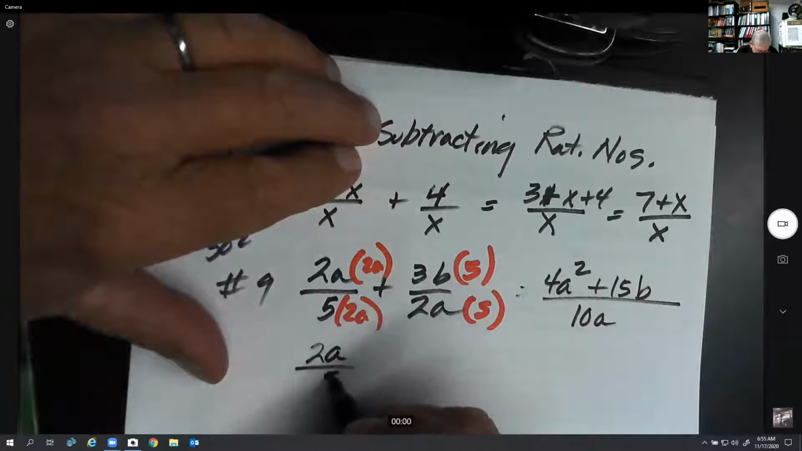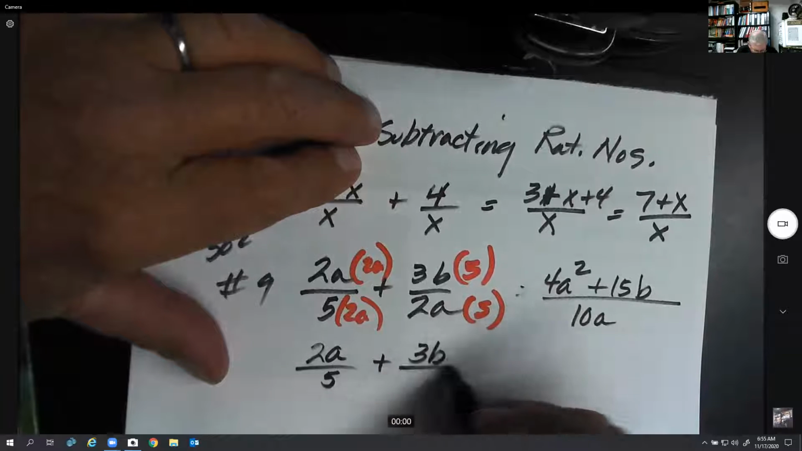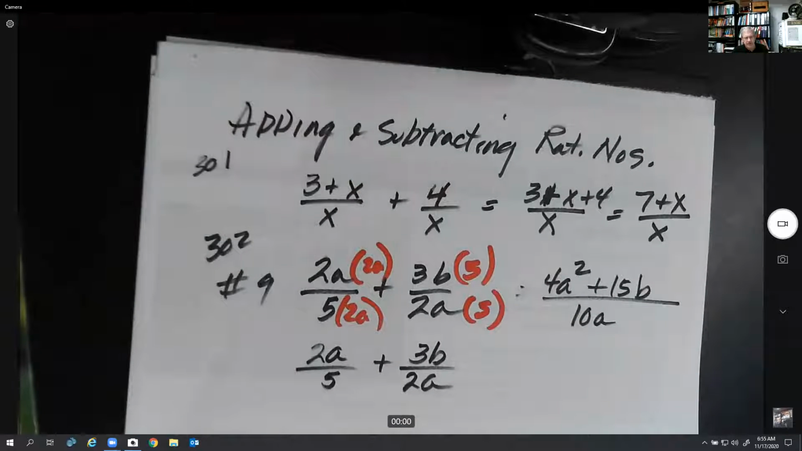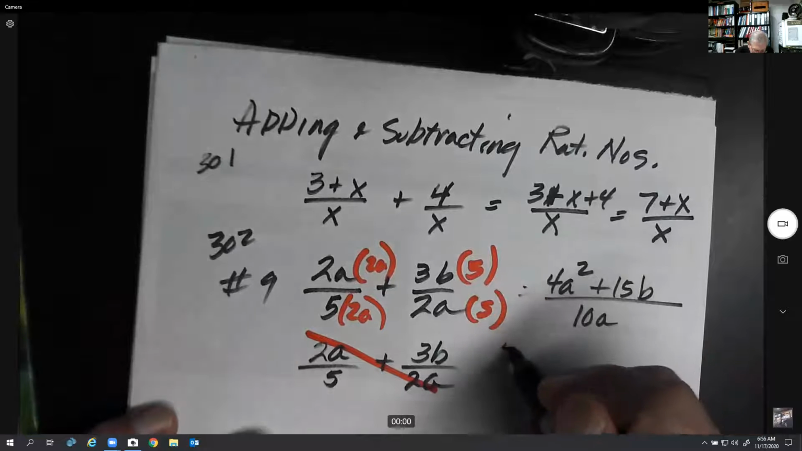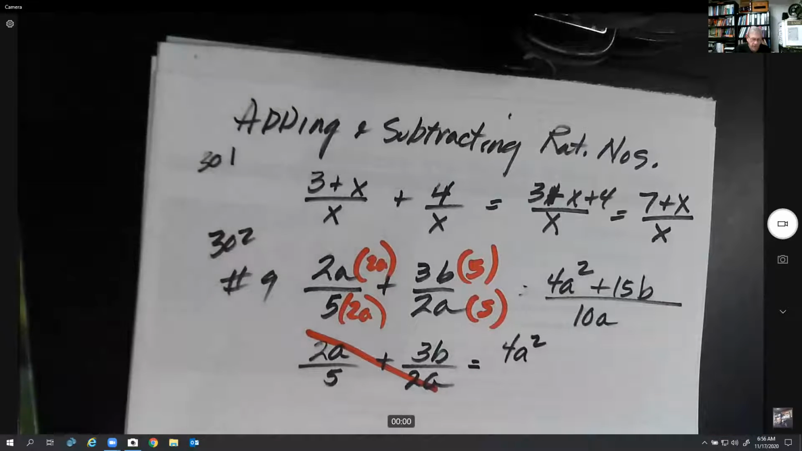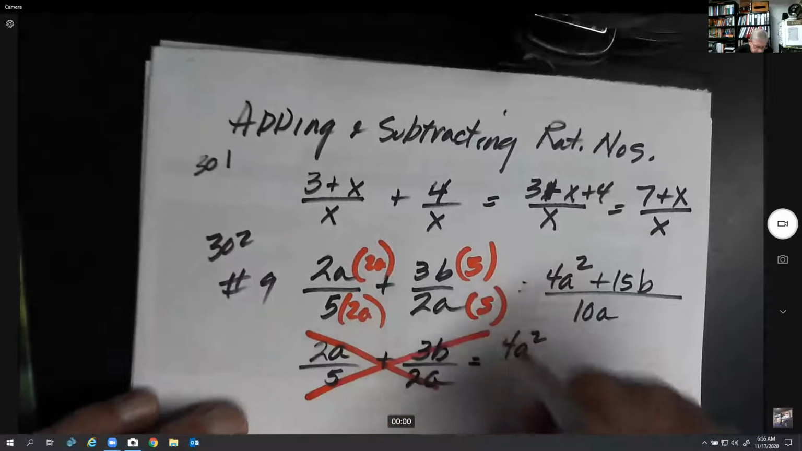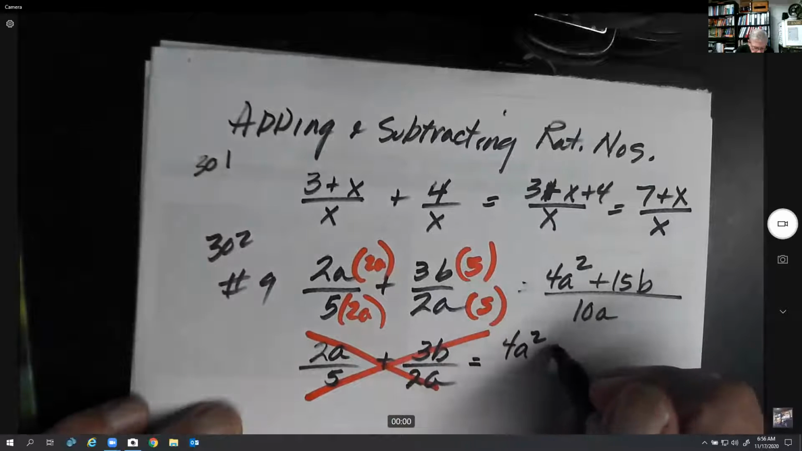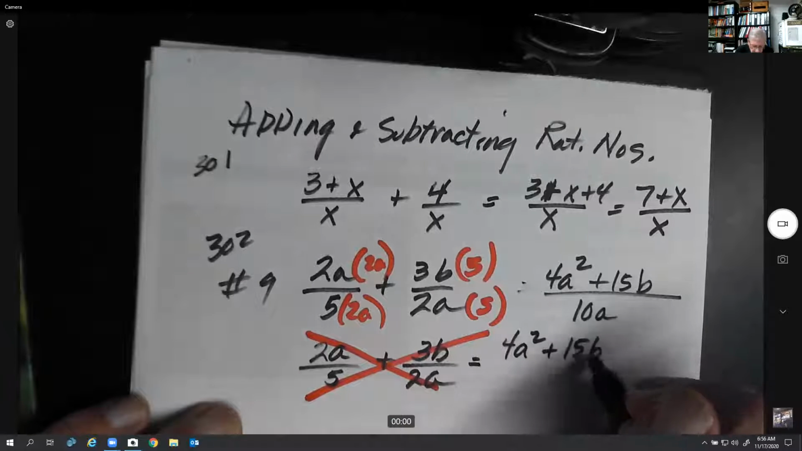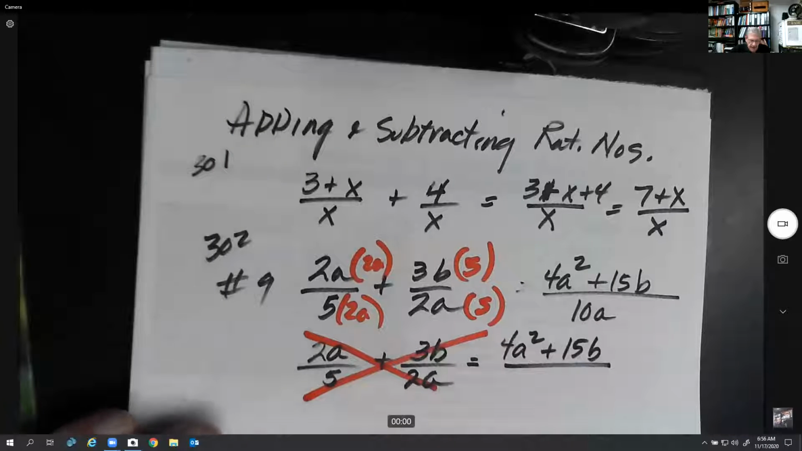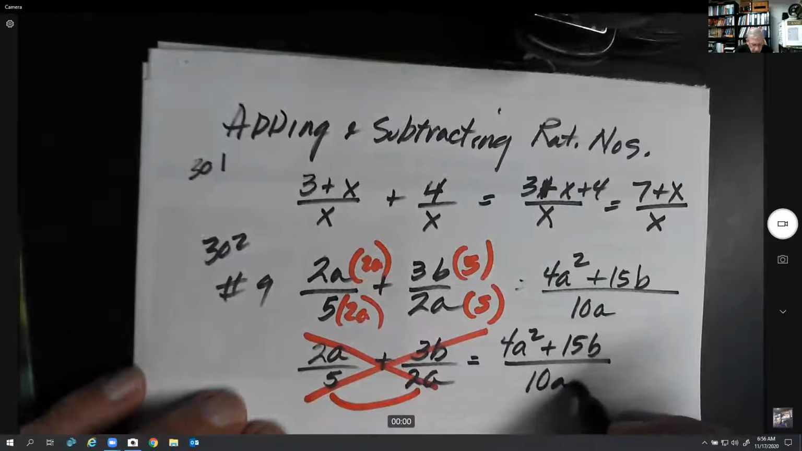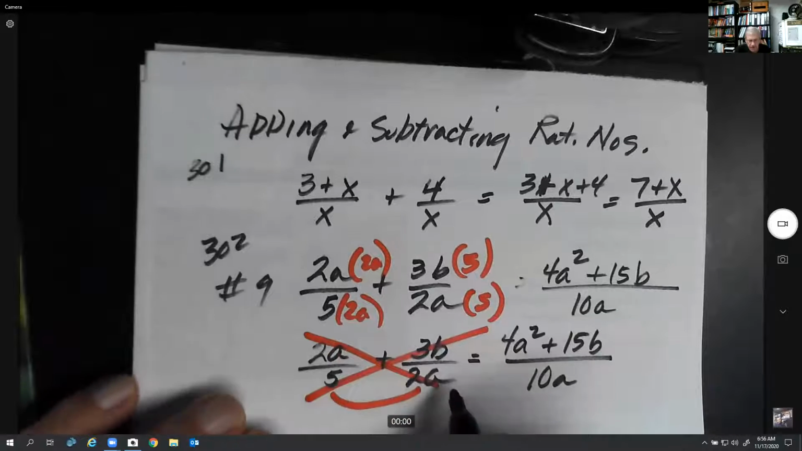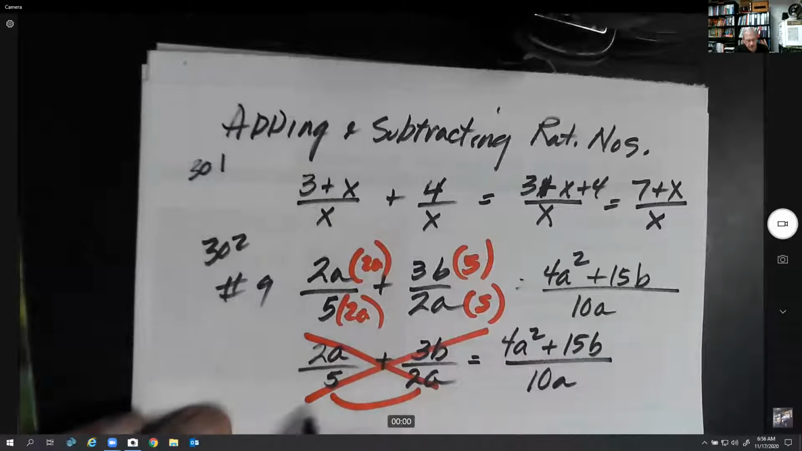Let me show you a little shortcut. This is called criss-cross applesauce. We're going to multiply these two numbers together diagonally down. That'll be 4a squared. We're going to multiply diagonally the other way. 5 times 3b will be 15b. And then we're going to multiply the bottom numbers. 5 times 2a is 10a. Criss-cross applesauce.